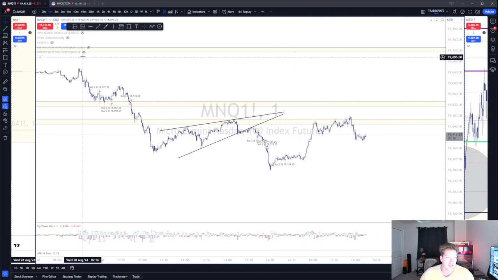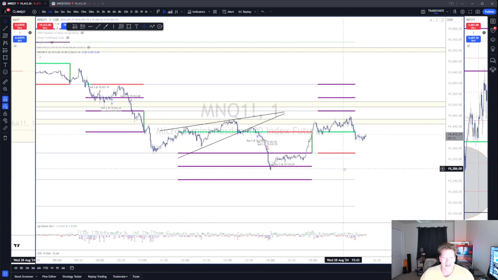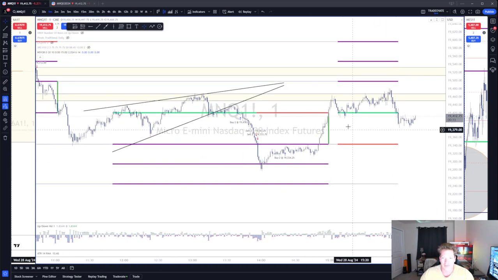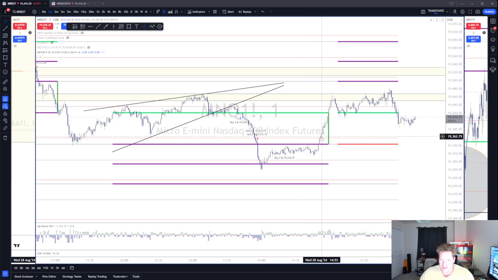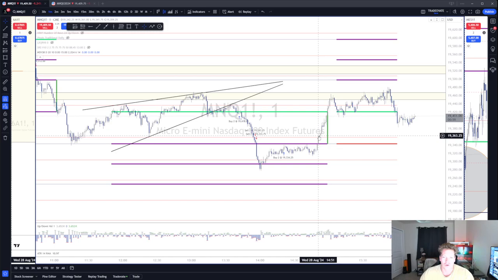I did have a play set up on our NASDAQ here. I wanted to be a buyer of the breakout of this level. This is how I play this play. I put on my long trigger levels, and you'll see these are the orange lines. So when these trigger levels get hit, you're essentially waiting for a pullback. But as you can see, this tight consolidation, I wanted to be an at-market buyer here. So I actually messed this order up.